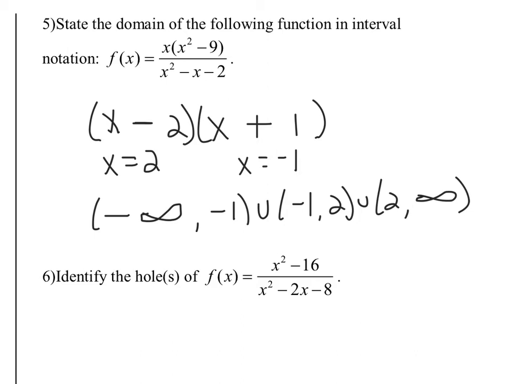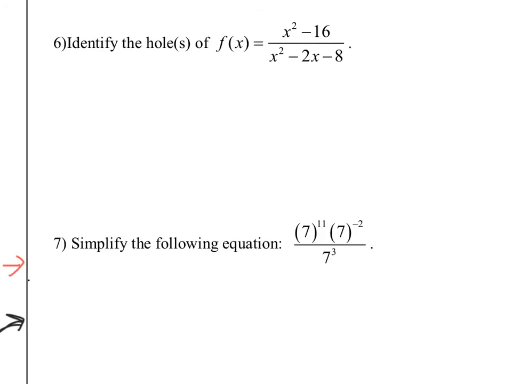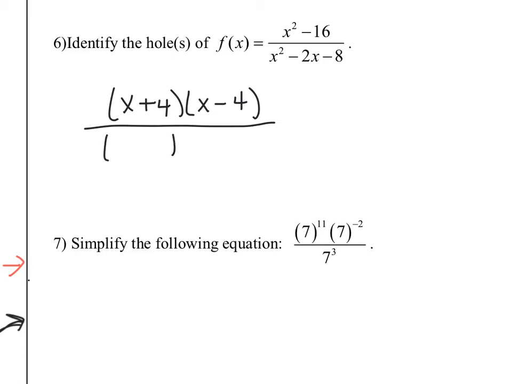All right, the next one, we're going to identify the holes. So we need to factor this. Okay, first I'm going to factor the numerator, and then I'm going to factor the denominator. The numerator is the difference of squares. So it always factors like this: x plus the square root of 16, x minus the square root of 16. So that's my numerator. My denominator is going to factor: what two numbers multiply to give me 8 that add to give me 2? Well, that's going to be 4 and 2.